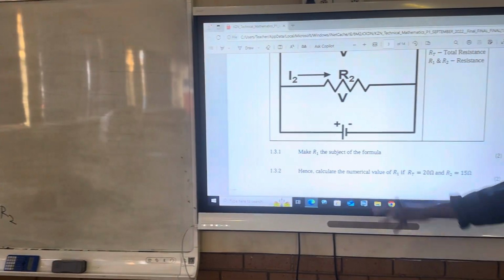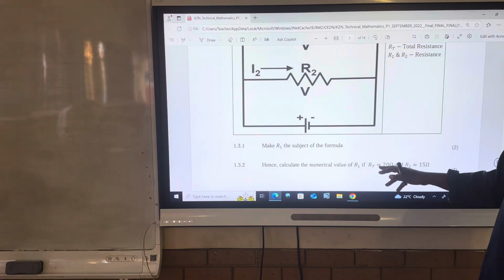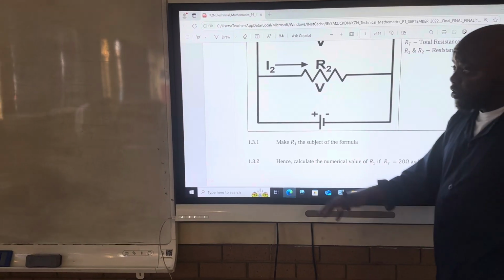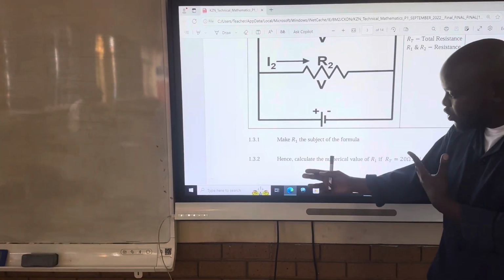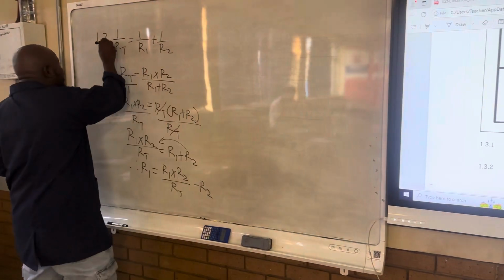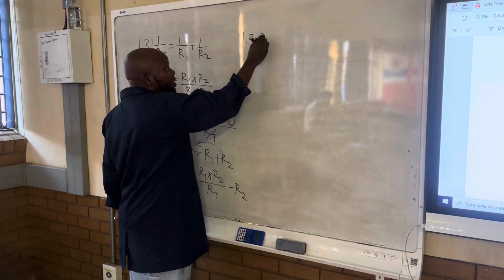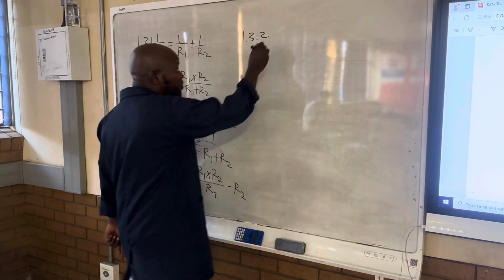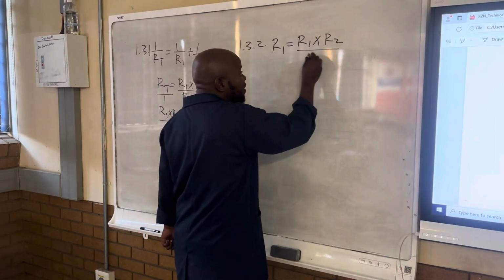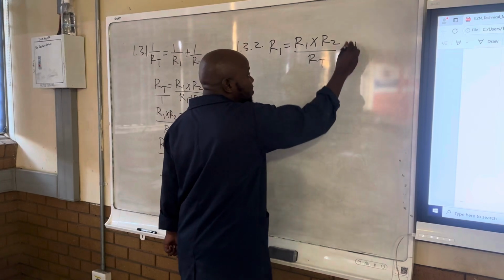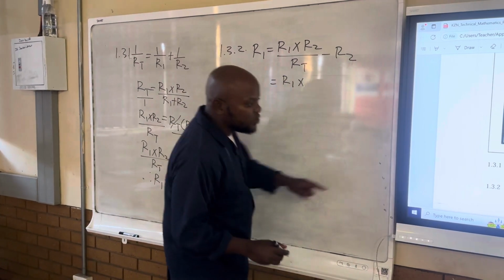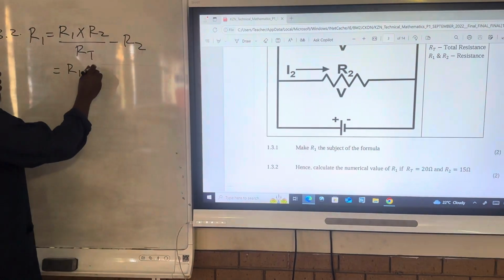So now, let's check the question. It says, hence, calculate the numerical value of R1 if R total is equal to 20 ohm and R2 is equal to 15 ohm. Hence, it simply means we use what we got in 1.3.1, in 1.3.2, which is our subject of the formula: R1 is equal to R1 multiplied by R2 divided by R total minus R2.